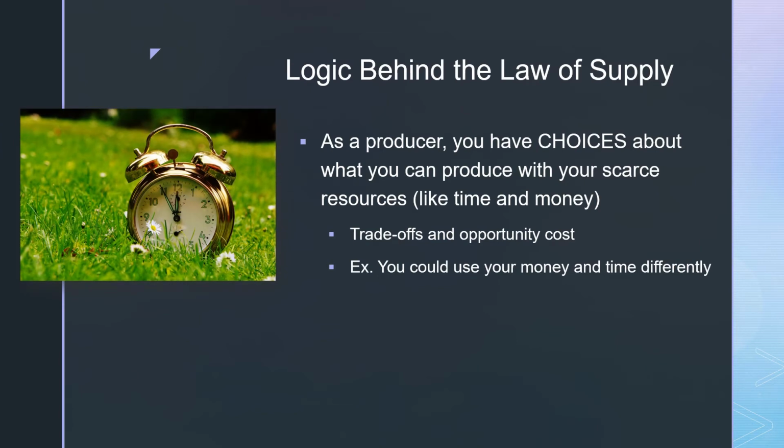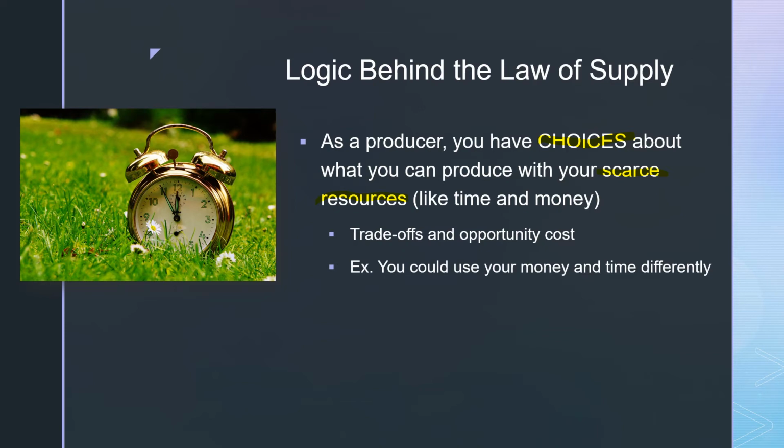As a producer, you have choices about what you can produce with your scarce resources. Now, you might be having a flashback to that very first lecture. Choices and scarce resources, guys, this is the very basis of economics. And you may remember that scarce means you don't have an unlimited supply. So you don't have an unlimited supply of time, and you don't have an unlimited supply of money. So that means you face trade-offs and opportunity costs when you make choices about how to use your time and how to use your money.